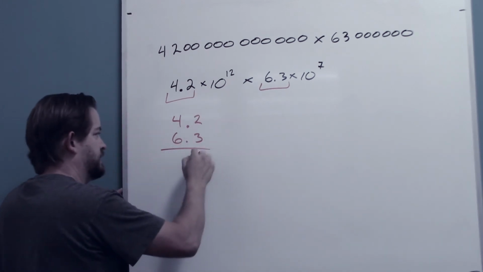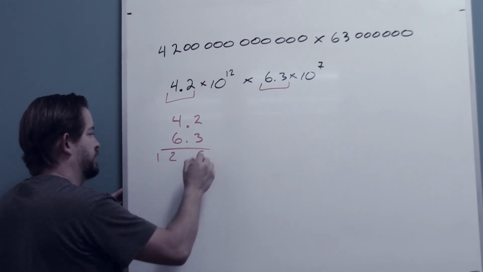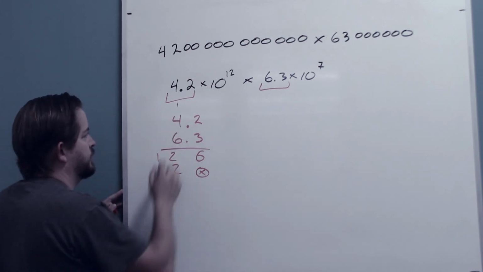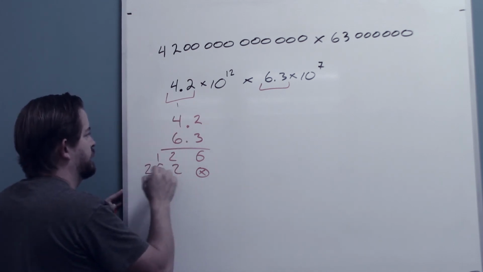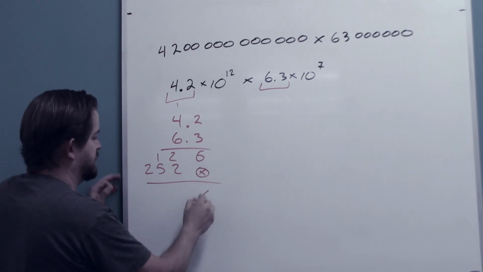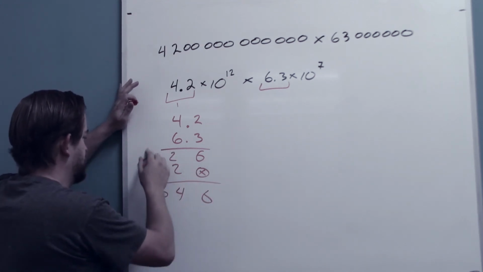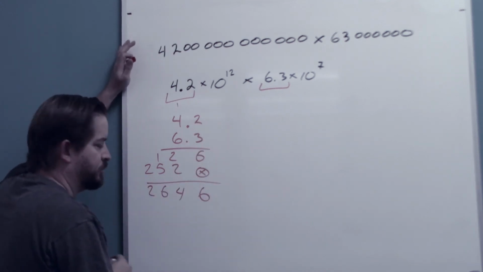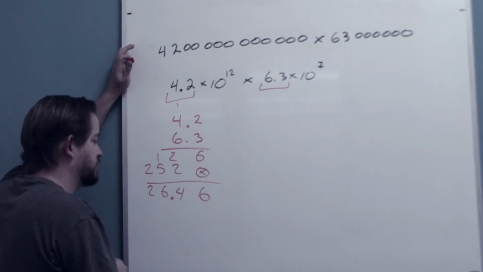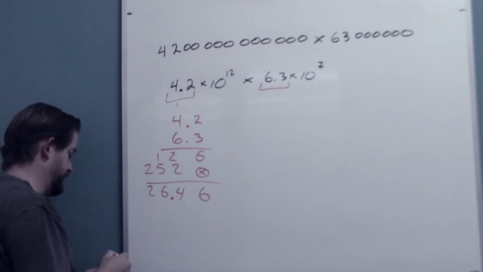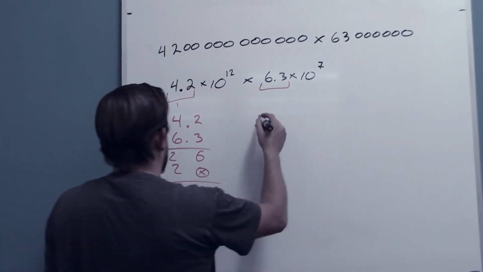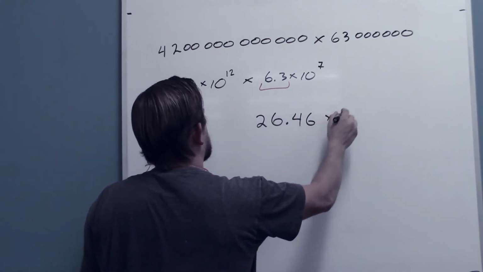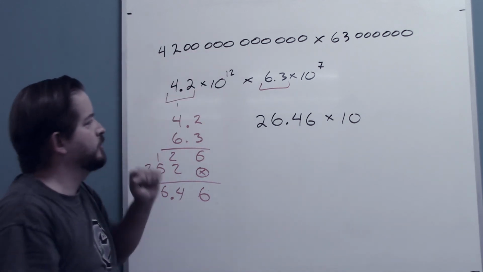3 times 2 is 6, 3 times 4 is 12. Scooch over, 6 times 2 is 12, 6 times 4 is 24, plus 1 more is 25. 2 digits after, oh I should add them, 6, 4, 6, 2. There's 2 digits after the decimal in the problem, so there should be 2 digits after the decimal in the solution, so I get 26.46. Times 10 to the 12 plus 7 more, that's 19.